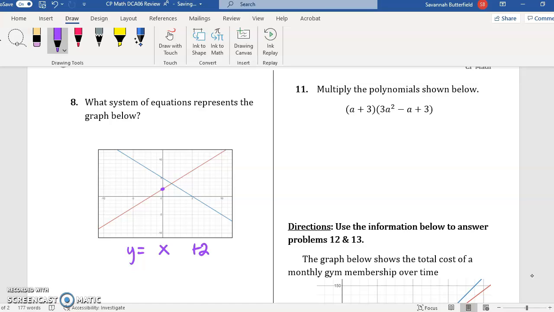Looking at the blue line, my y-intercept is at 5, so it's going to be something plus 5. And then I'm going down 1 over 1. So that is going to be a -1 slope, so it's going to be negative x, so y equals negative x plus 5. And this is my solution set.